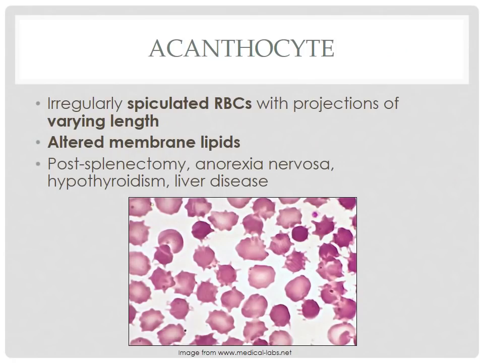Acanthocytes on peripheral smear. Acantho means thorn, and these are again spiculated red blood cells, but they have projections that are of varying lengths. Again, it's due to an altered membrane lipid issue. You can see this type of cell after a splenectomy, from anorexia nervosa, from hypothyroidism, or from liver disease.